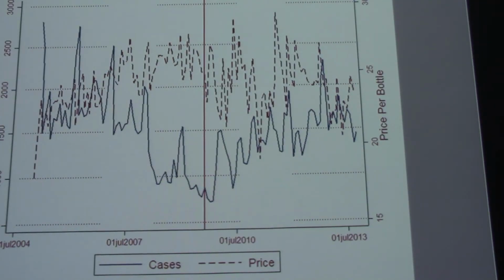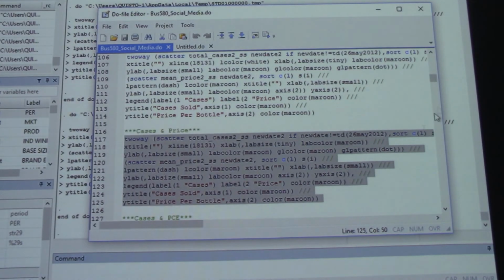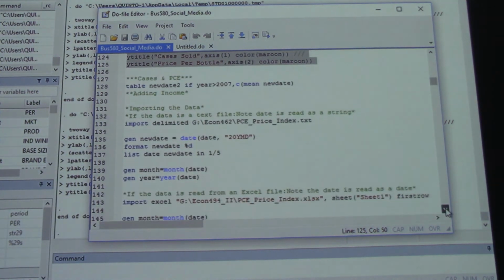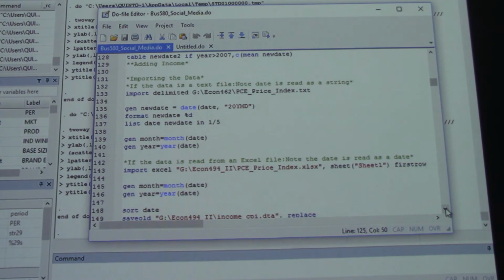Okay, so here's our prices. We had a couple other variables. This is cases and income. Let's see, what did we do?